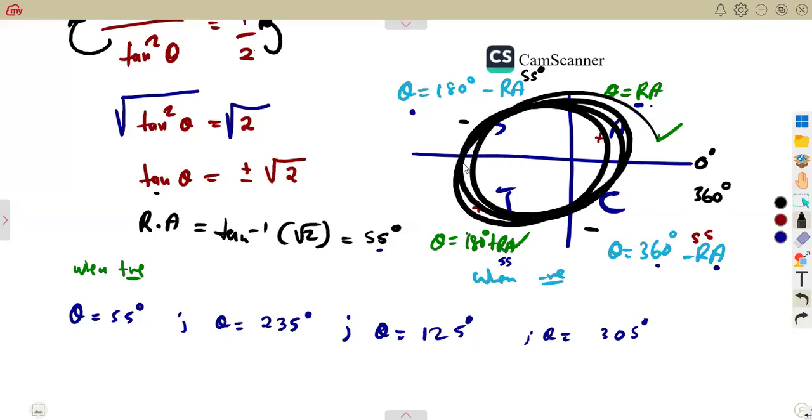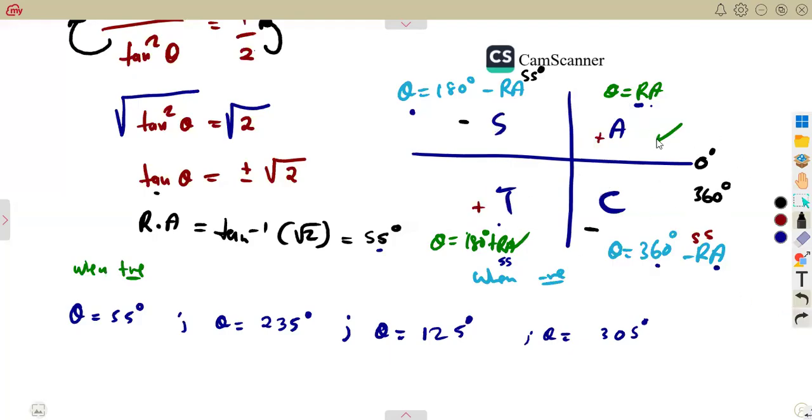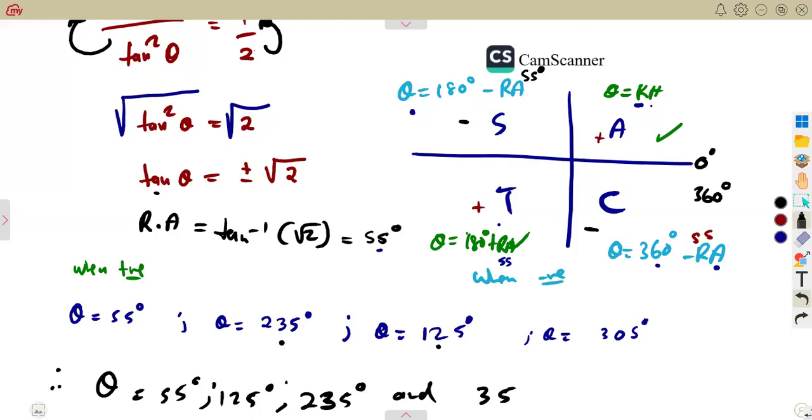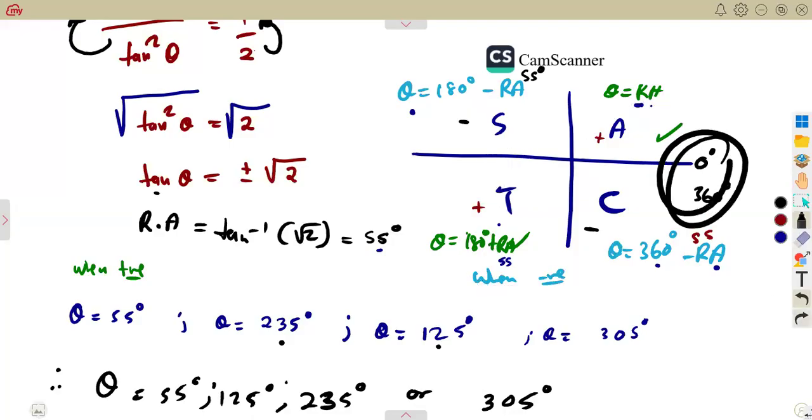So every angle is there. Unless they give you another interval, from minus 360 to 360, that's where you can think of using your general solution concept. But even if you use the general solutions here, you're going to obtain the same answer. So therefore, our theta is going to be 55 degrees, 125, 235 degrees, and 305 degrees, within this interval from 0 to 360.